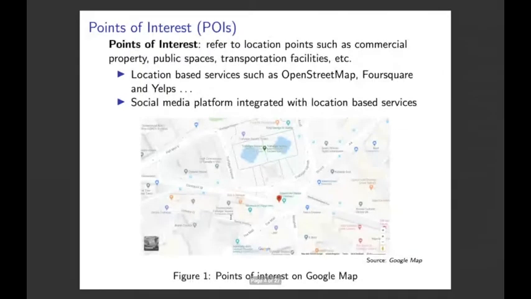So today, I'm going to use point of interest data to delineate urban functional use. For those not familiar with it, POI data in the context of cities refers to location points such as commercial properties, public spaces, and transportation facilities. You can find POI data on location-based services such as Google Maps, OpenStreetMap, Foursquare, and Yelp, and also on social media platforms because they are deeply integrated with those location-based services.